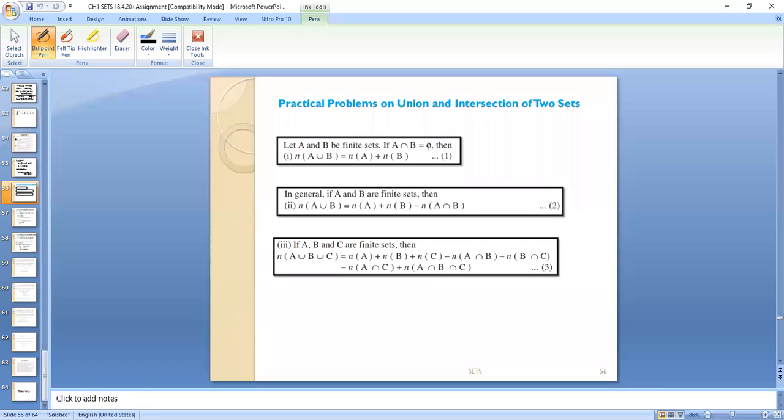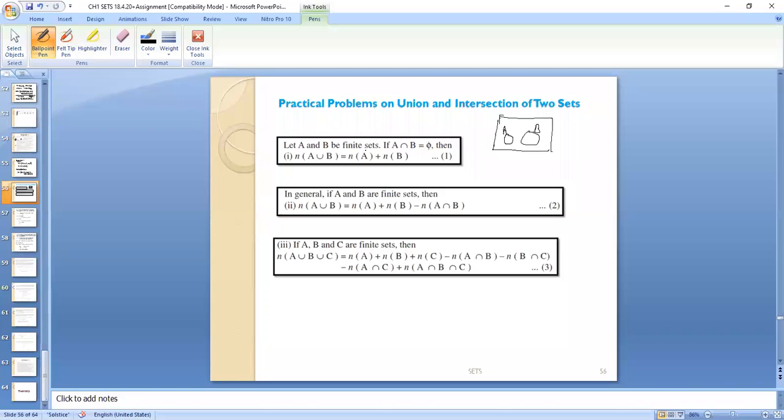Practical problems on union and intersection. Before that, we will be having a few formulas, right? We know that if the two sets are disjoint, disjoint means they will be having no common element. If this is set A, this is set B, and they are having no common element, then their intersection will be empty, that means zero elements.